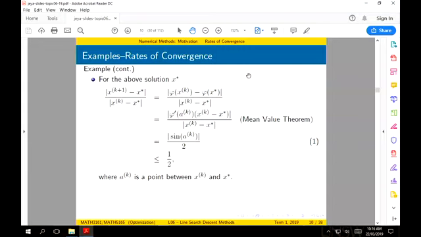You remember the first year calculus, the mean value theorem? Let me remind you, get a piece of paper. (phi(xk) - phi(x*)) divided by (xk - x*) is the derivative.